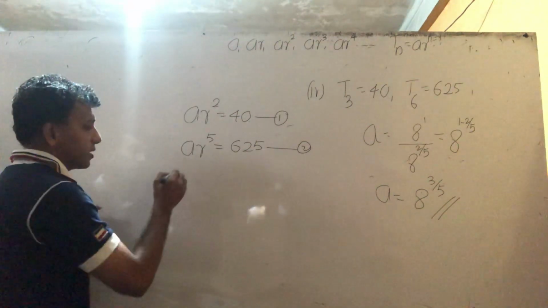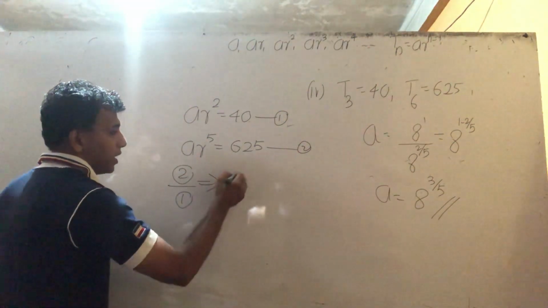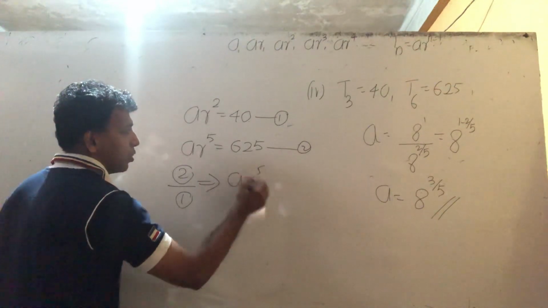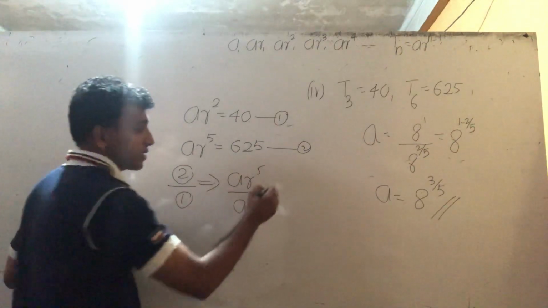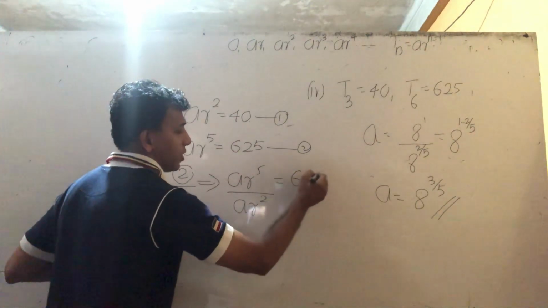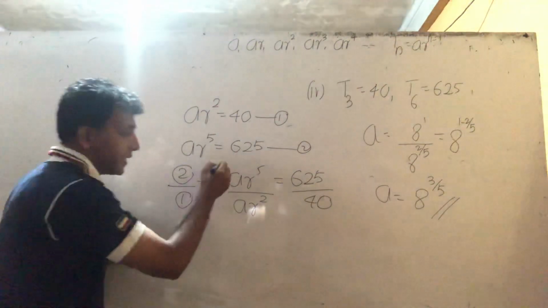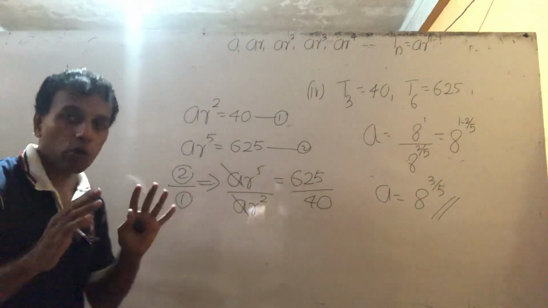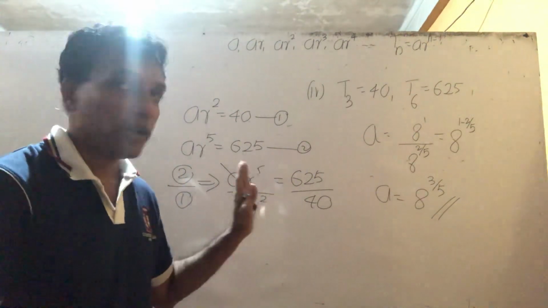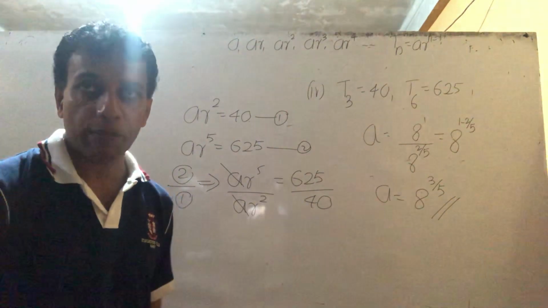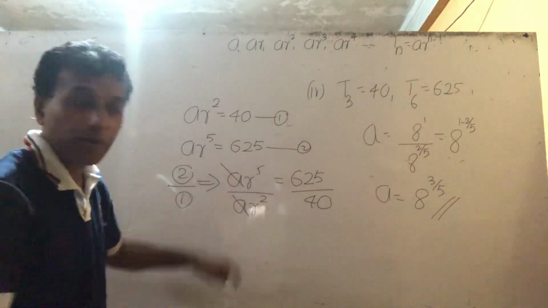So use the dividing method. Second equation divided by first. AR power 5 divided by AR squared on one side, and on the other side 625 divided by 40. By dividing, A cancels. Follow my method and my explanation. Repeat it, it's an important, familiar, typical problem in the O-level paper. Now the bases are the same, so when dividing, subtract the powers.